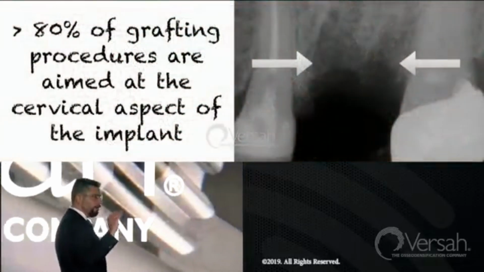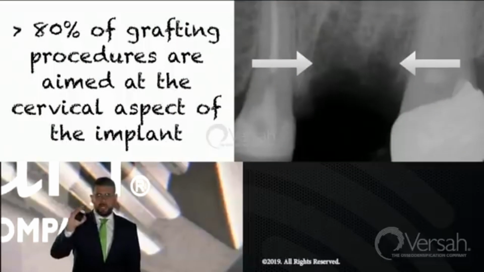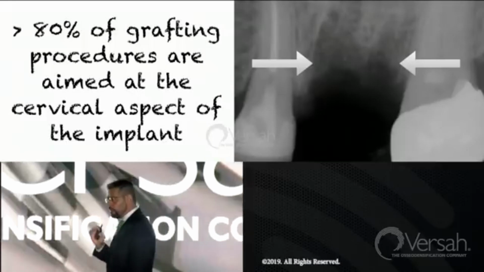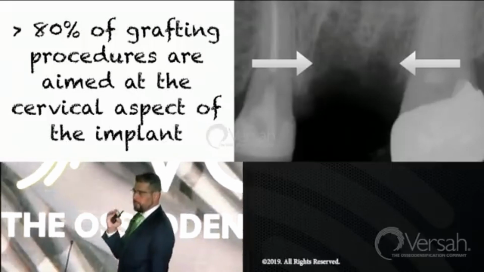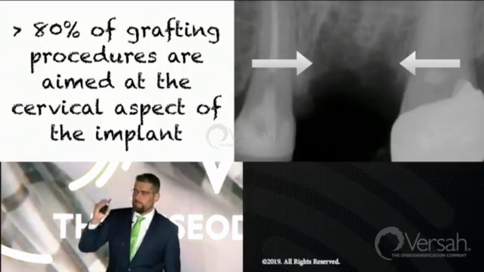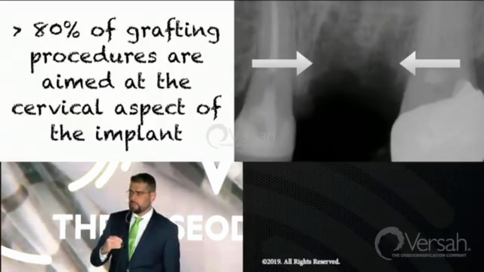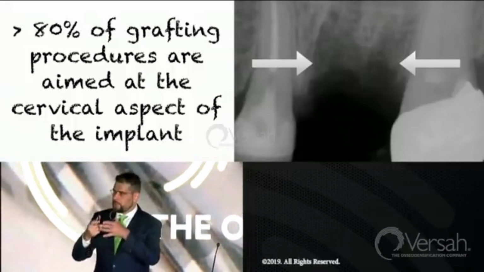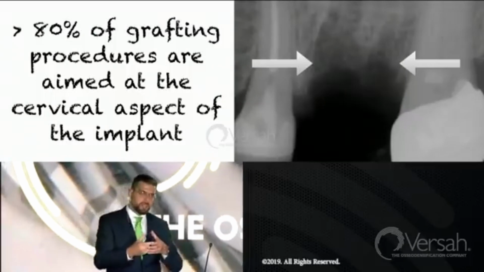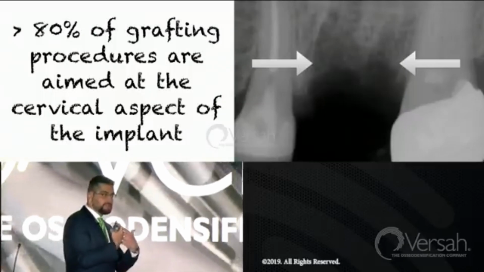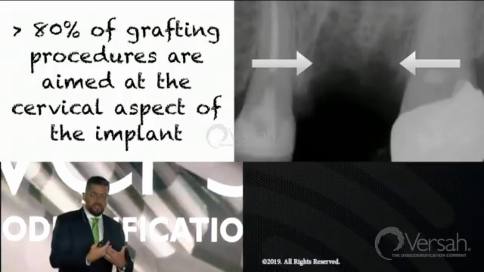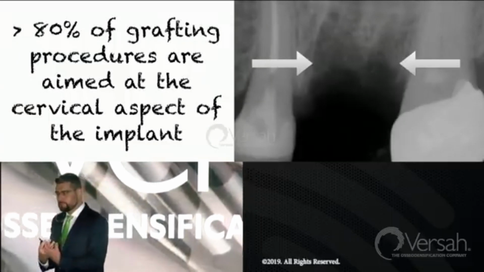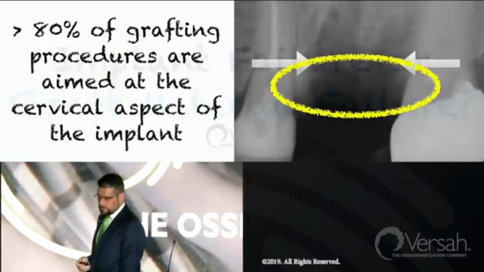What is going to be the impact of this over time? Just stop and think about how often you graft. More than 80% of all grafting procedures done in implant dentistry are aiming at the cervical aspect of a dental implant. The most important part of a dental implant when it's in function, because that's where we're going to have this biologic seal between the implant body and the oral cavity, and that's the part of the implant that will promote protection for that implant to be successful long term. And that's where we're adding the worst quality of bone? Does that make any sense? I don't think it does.